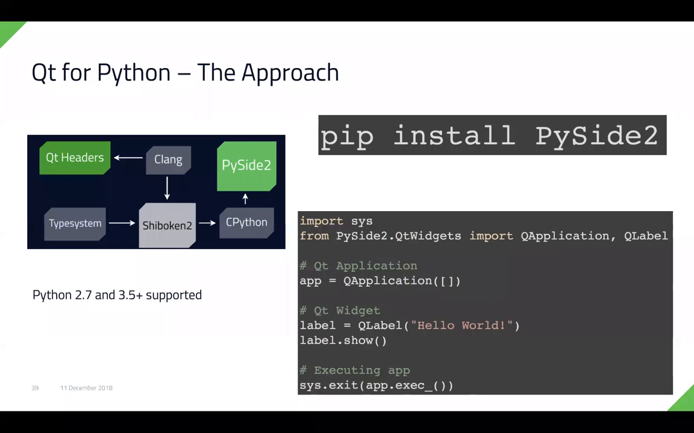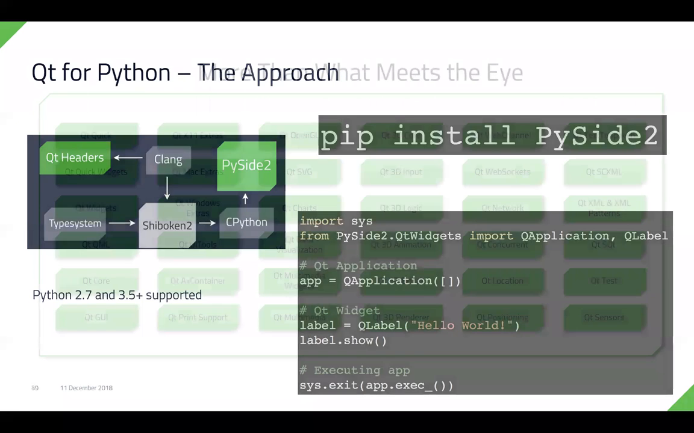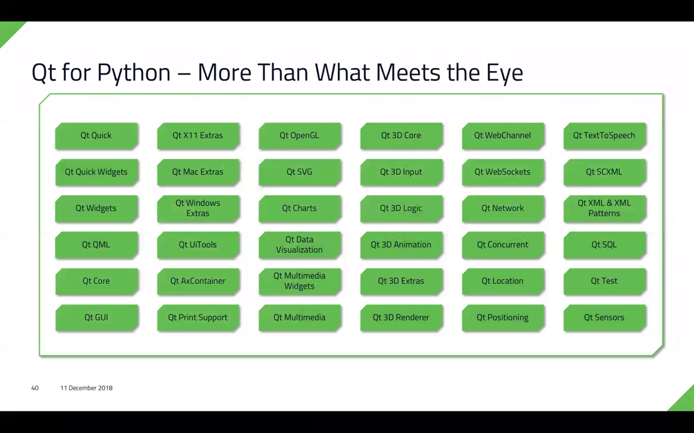We have a generator called Shiboken that generates the CPython bindings. And with this approach, basically almost everything from Qt can be used from Python. So it's much more than just the UI. We offer bindings to pretty much everything in Qt.